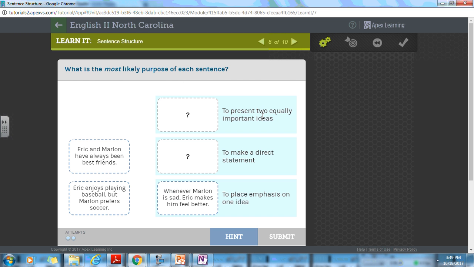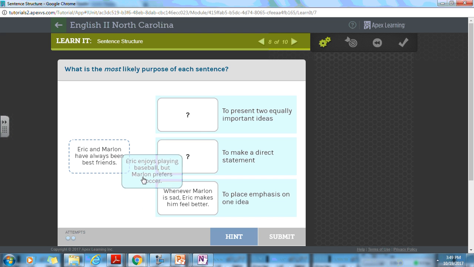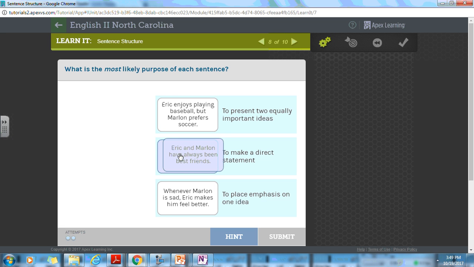Which sentence is presenting two equally important ideas? Eric enjoys playing baseball, but Marlon prefers soccer. And which one is making a direct statement? Eric and Marlon have always been best friends. Even though it has two subjects, it still has one predicate, have always been best friends.